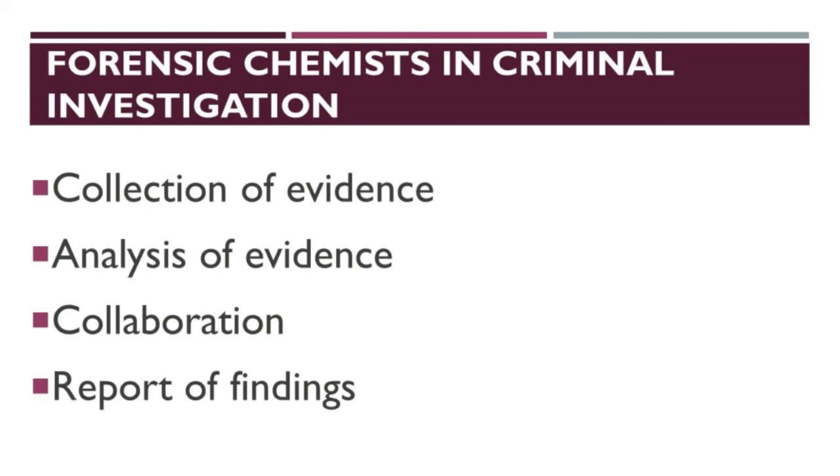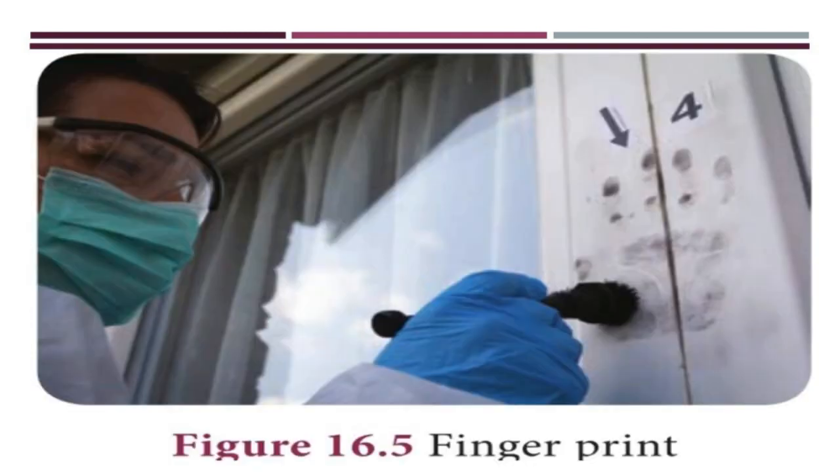Collaboration. To solve the crime, they discuss with other fellow investigators like police officers, detectives, and other forensic scientists. Report of findings. Finally, they prepare a report of the conclusions of the analysis. Methods of forensic chemistry. Fingerprint, biometrics, alcohol test. Fingerprint is one of the most important evidence in crime investigation.